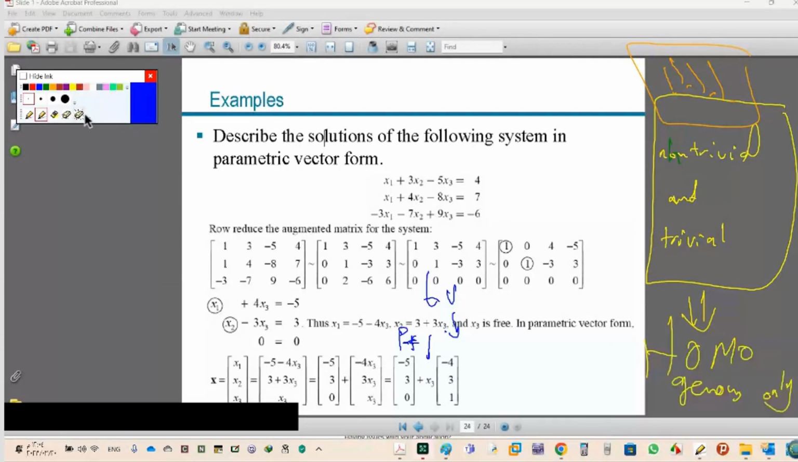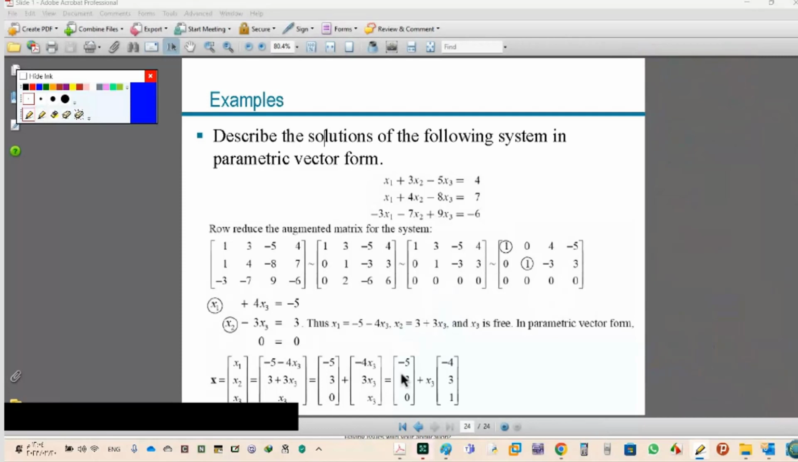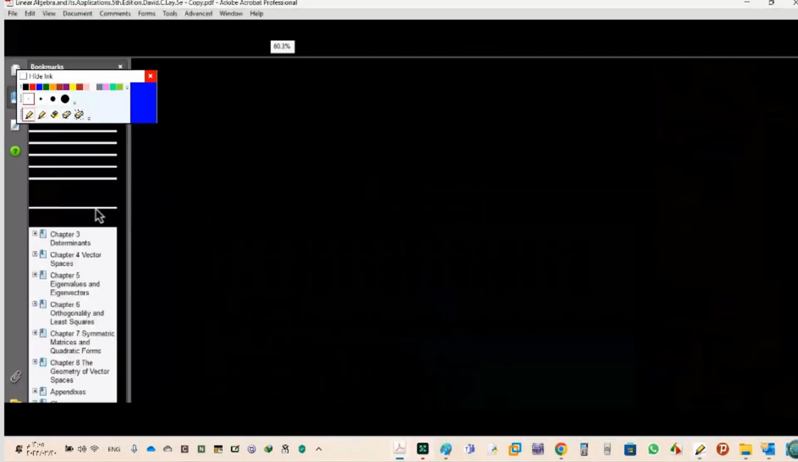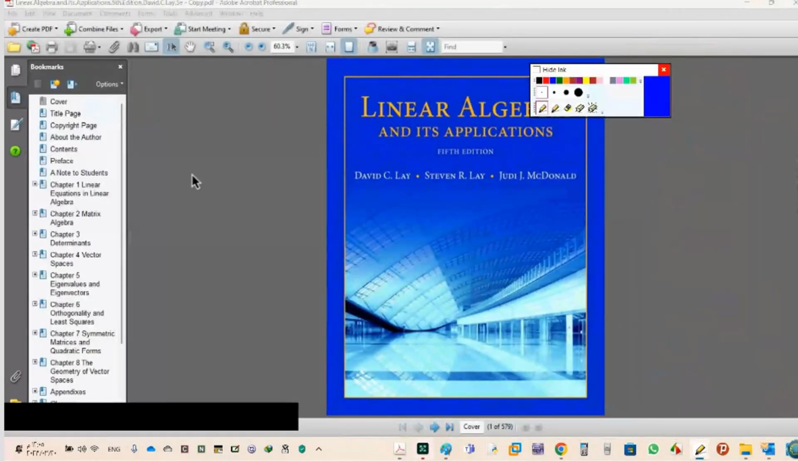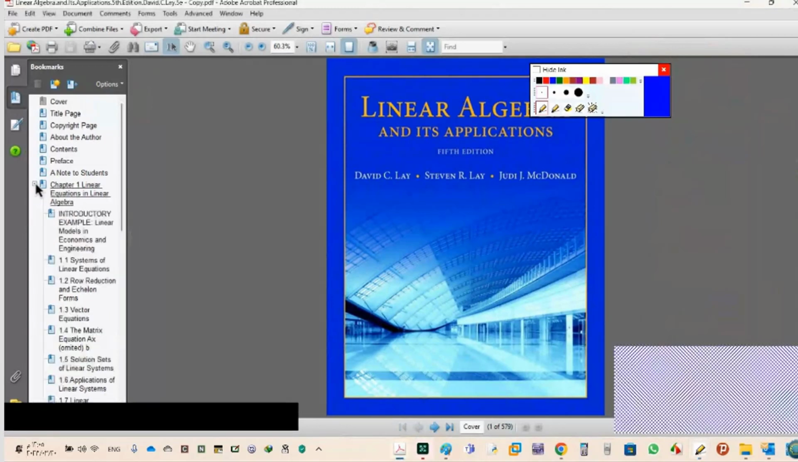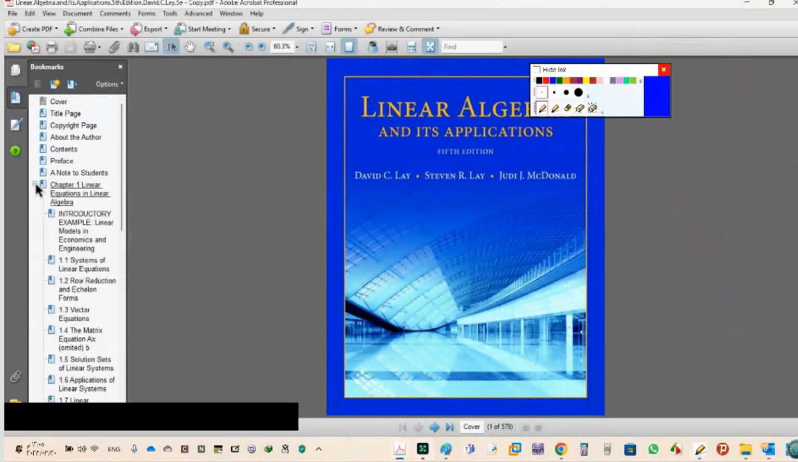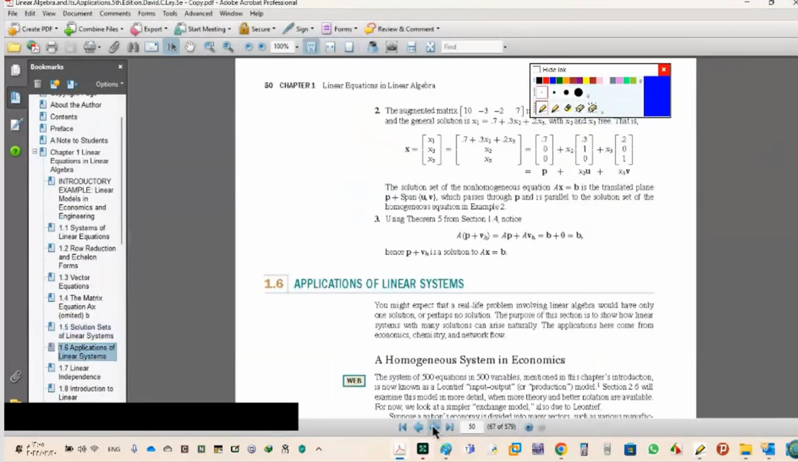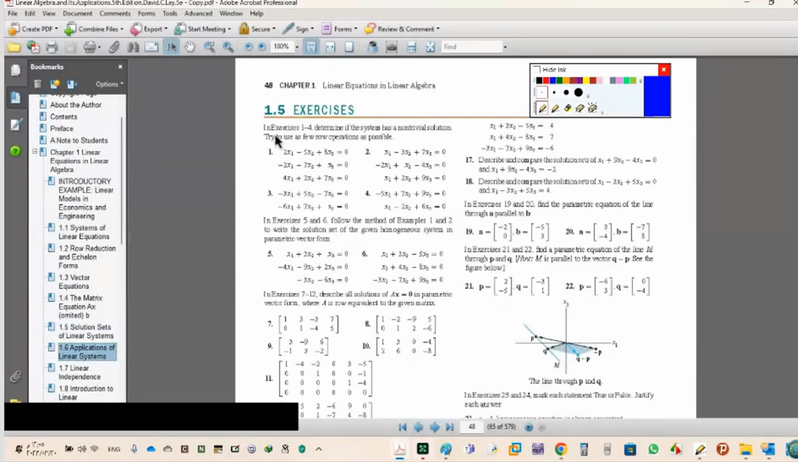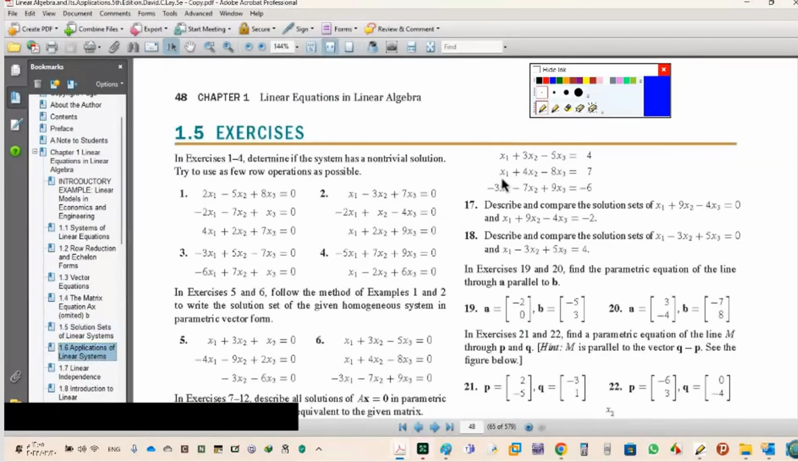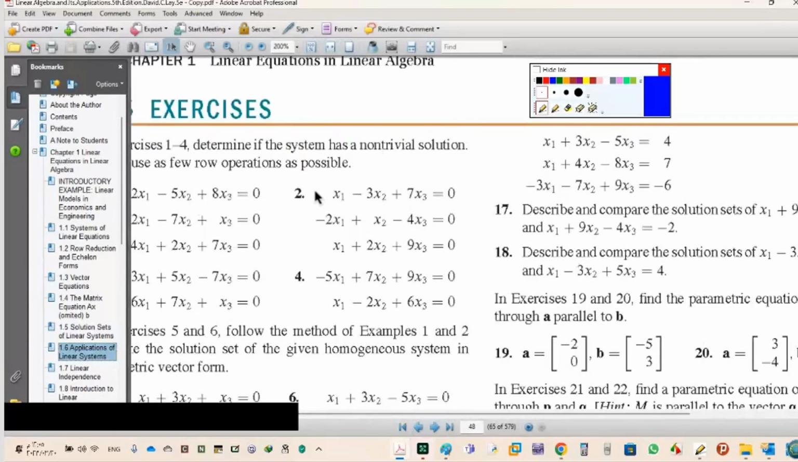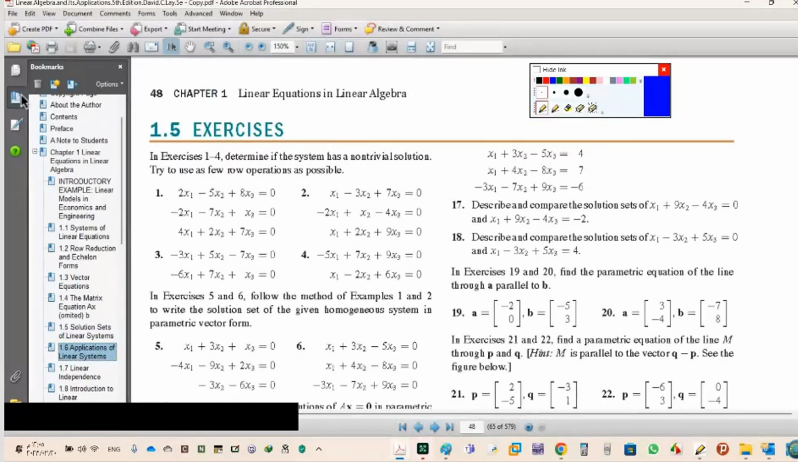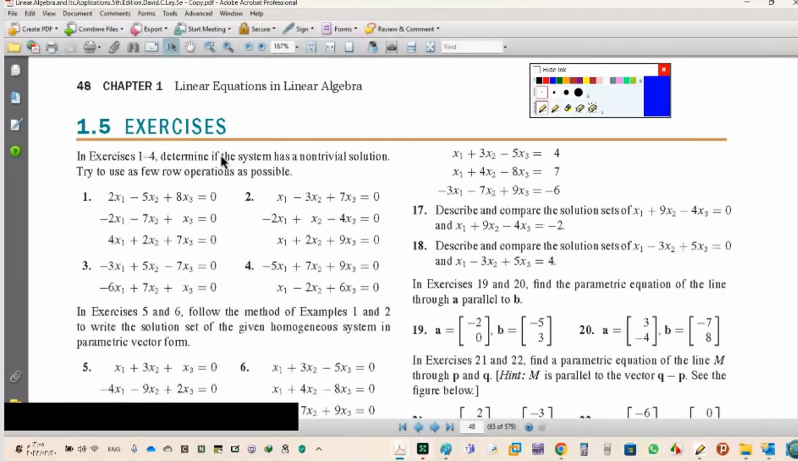Okay. Now, let's go to our book and try to solve some examples from our book. Here's our book. It's in chapter number 1, section 1.5, solution sets. Let's read the questions from your book. Determine, question number 1, if the system has a non-trivial solution.